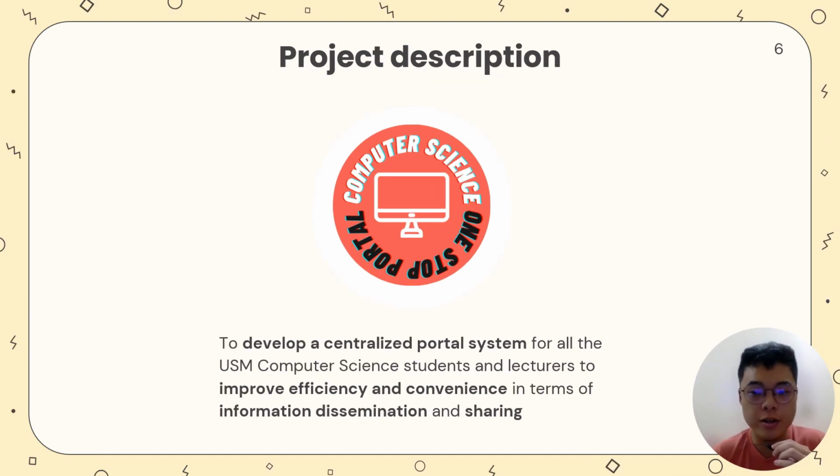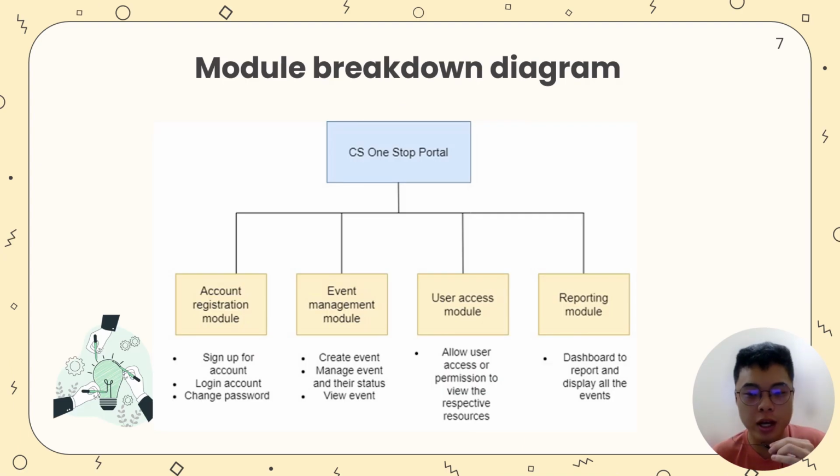Next, I will explain the project description. It is to develop a centralized portal system for all the USM computer science students and lecturers to improve the efficiency and convenience in terms of information dissemination and sharing. In the project development, I have divided four main modules for the proposed solution.